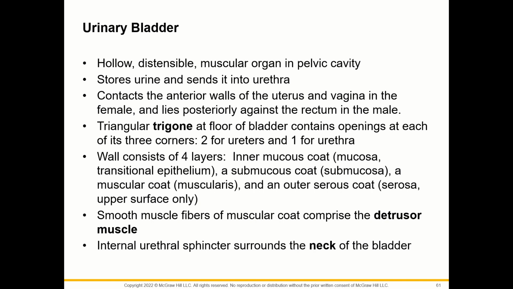The wall consists of 4 layers: the inner mucous coat, called the mucosa, with transitional epithelium, a submucous coat, the submucosa, a muscular coat, the muscularis, and an outer serous coat called the serosa, on the upper surface only. Smooth muscle fibers of the muscular coat comprise the detrusor muscle. An internal urethral sphincter surrounds the neck of the bladder.